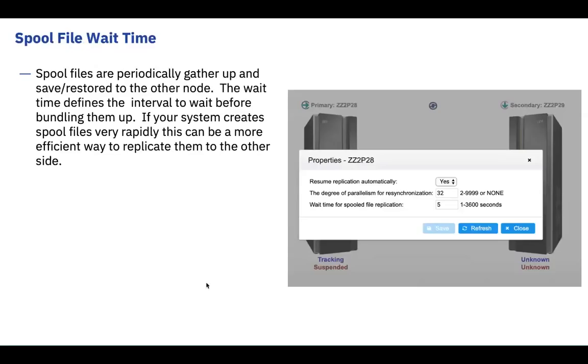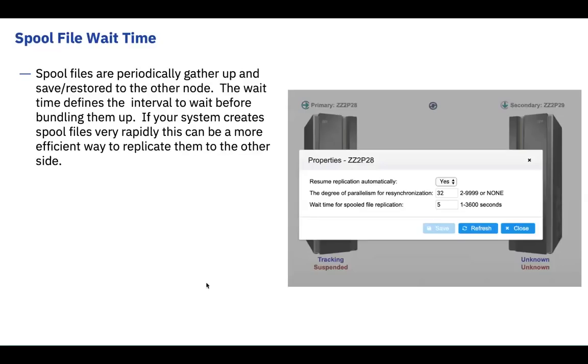The third property in this list is the spool time replication. Spool files, once again, are more asynchronous. Once a spool file closes, it gets pushed over with a save restore to the other side. But you can delay that, and that gives a chance to bundle those up into a bigger save file effectively, and it gets moved over in a bigger chunk, which is more efficient from a CPU and a networking perspective than smaller chunks of data.